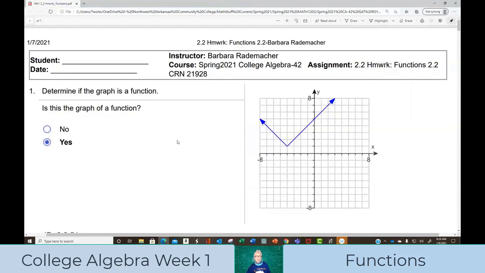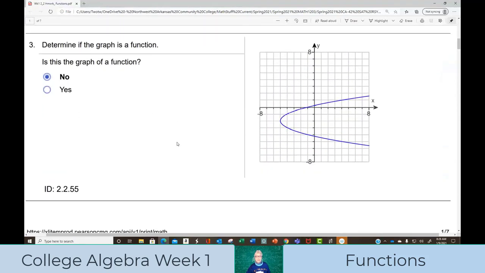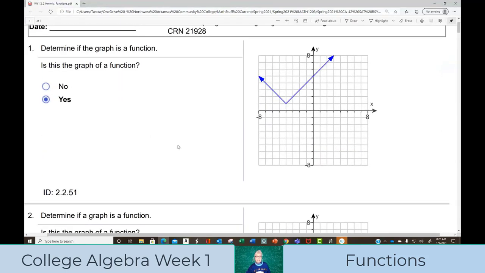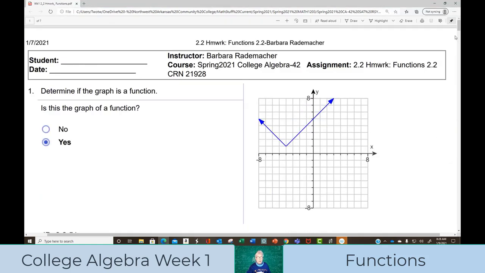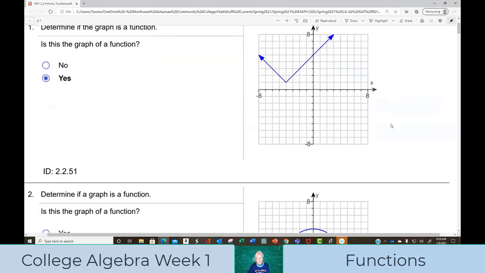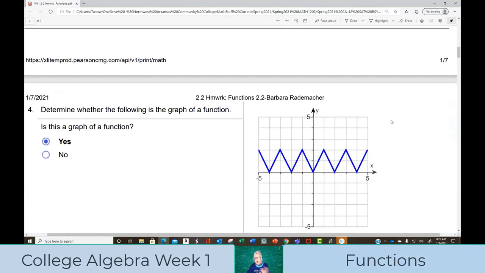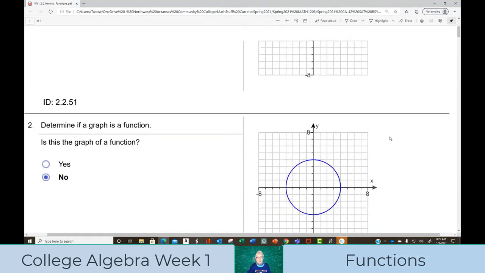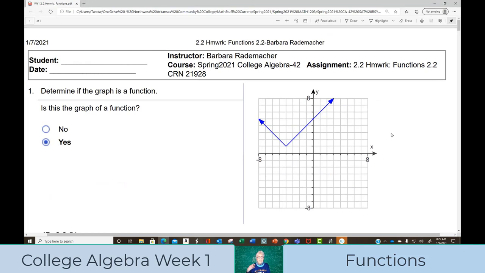Here's our homework, the first homework set, which is a review. All of this is a review. This week is a review of beginning algebra, the very basic stuff you would have learned in beginning algebra, and then moving on with what you learned in intermediate algebra. We'll be on and off reviewing intermediate algebra all semester long as it becomes applicable to college algebra.